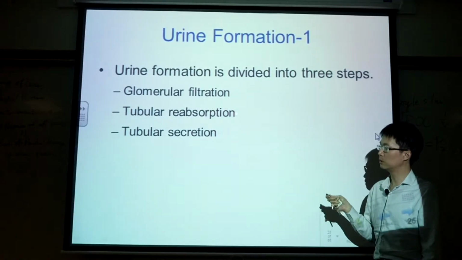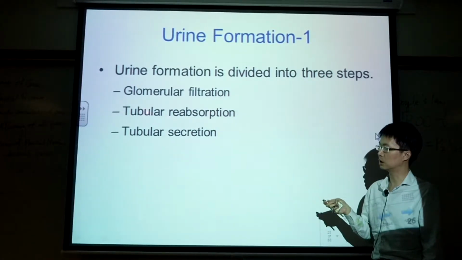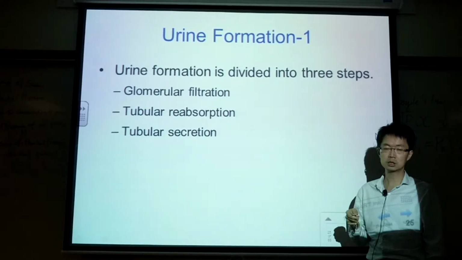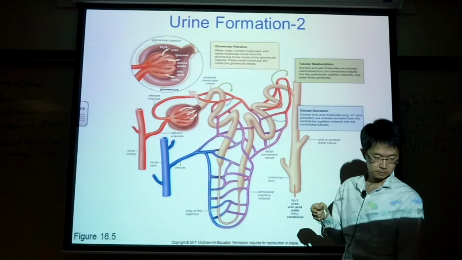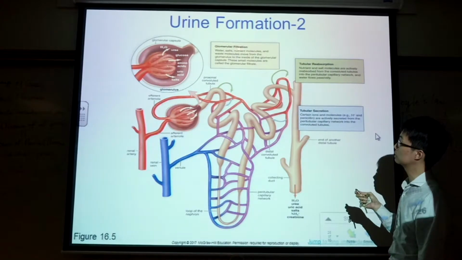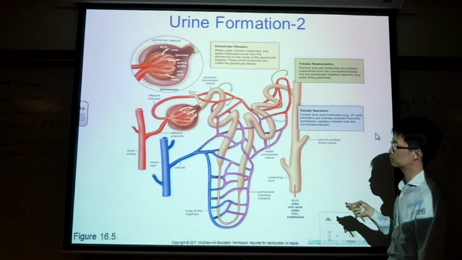Then you have tubular reabsorption that occurs in the proximal convoluted tubule and also the loop of Henle, and tubular secretion in the distal convoluted tubule and the collecting ducts. So you can see that it is color-coded. Okay, glomerular filtration occurs in here, from the capillary glomerulus into the Bowman capsule.